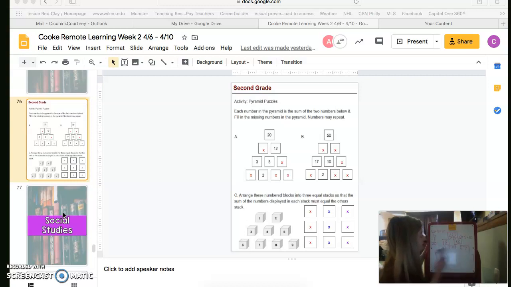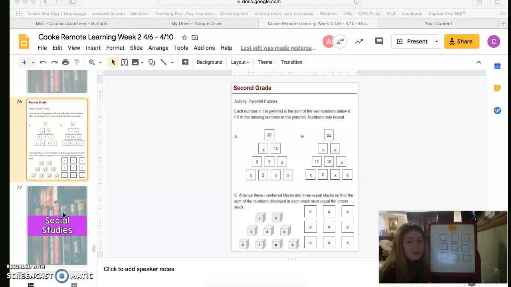Oh my goodness. This one's quite the challenge. So it has 3 stacks. And it wants all of them to equal the same amount on the top. So this is just a trial and error, which means you're going to have to try it out, erase it a couple of times until you get it right.